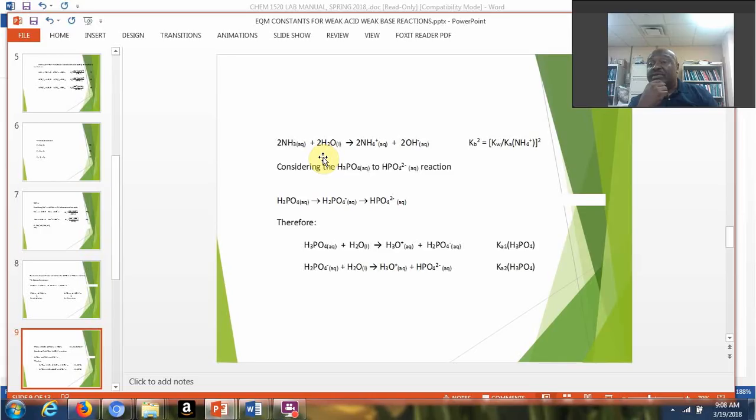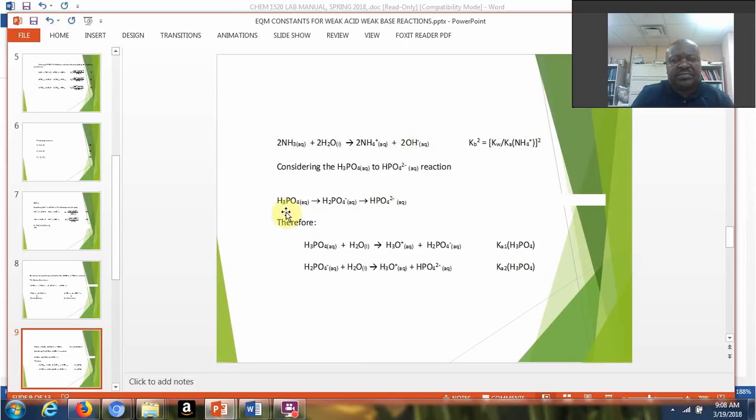Producing hydroxide, Kb. But because it's 2 and the 2 and the 2 and the 2, we're going to go Kb squared, but we want to write this in terms of the things that we're actually measuring. So I'll write it as Kw over Ka, not just simply Ka, but Ka of NH4 plus. And then we square it here because this equation is multiplied by 2. So you'll be seeing this equation quite a bit, the ammonia one.